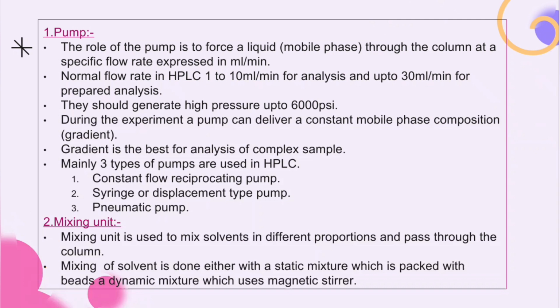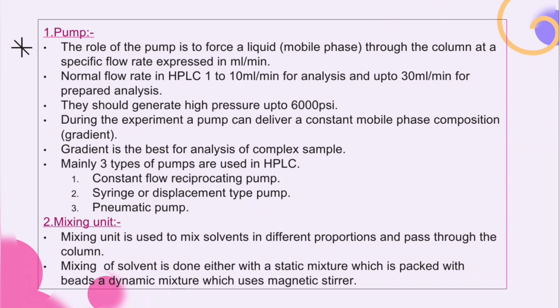Normal flow rate in HPLC is 1 to 10 ml per minute for analysis and up to 30 ml per minute for preparative analysis. They should generate high pressure up to 6000 psi. During the experiment, a pump can deliver a constant mobile phase composition, that is isocratic, or an increasing mobile phase composition, that is gradient. Gradient is the best for analysis of complex samples.